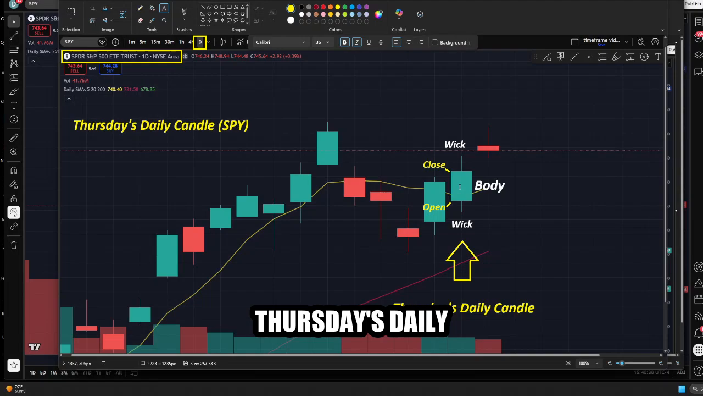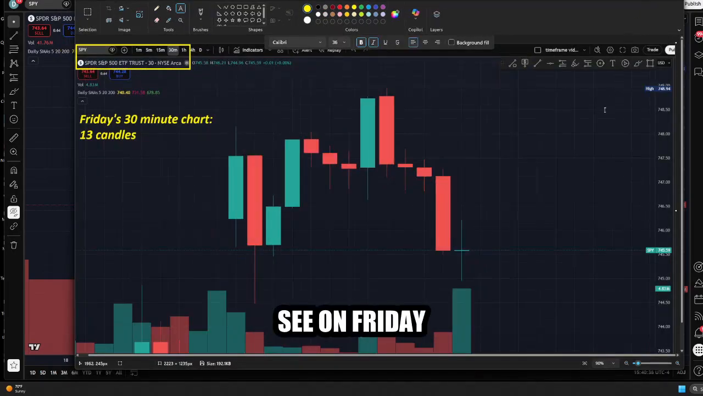This is Thursday's daily candle, and here's Friday's daily candle. We want to look and see on Friday, get a deeper picture of what happened. Here's Friday's 30-minute chart. There's 13 candles. You could see the first 30 minutes, bulls were in control, then the bears, bulls, bulls, bears, bears, bears, bulls, and you start to build the story of who was in control during the day.